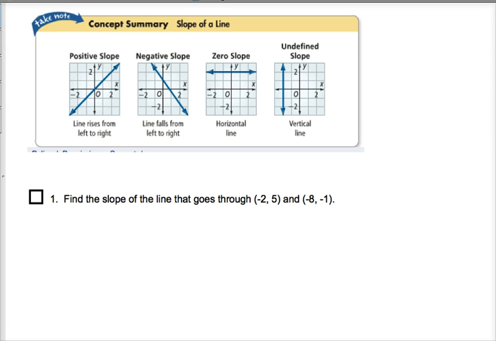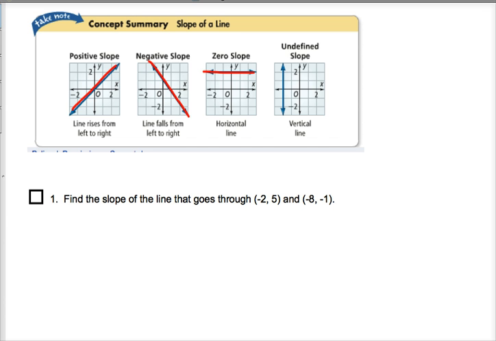Some general stuff to look at here. You need to think about lines going left to right like reading a book. So as left to right, when it goes up, it's positive. Goes down, negative. Flatland, I wouldn't mind walking on that line. That's a very easy line to walk on. That has a zero slope.